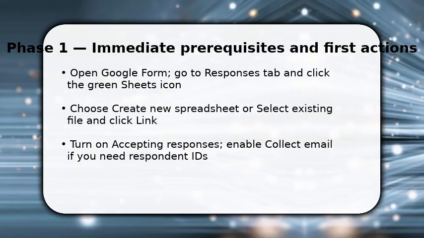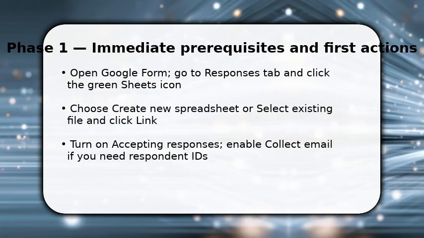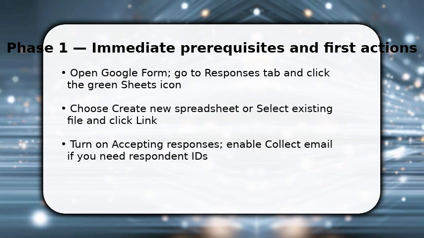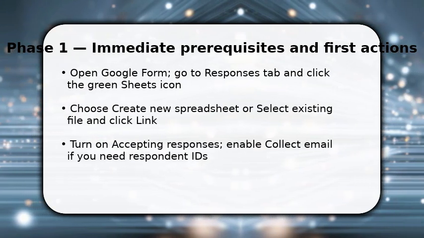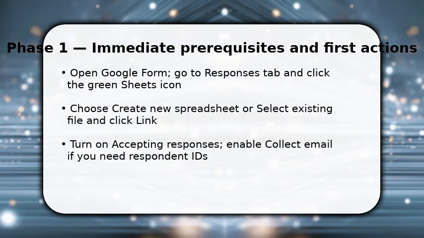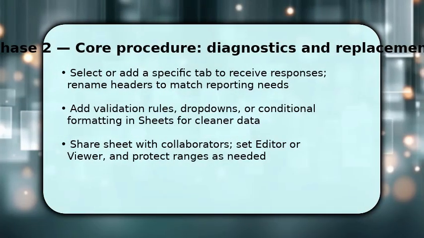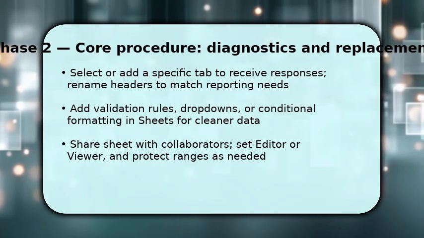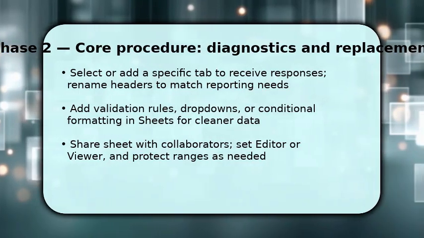Once done, open the linked sheet to confirm a timestamp column appears. That timestamp proves the live connection between form and sheet. Now tailor the sheet for usable data. If you link to an existing file, create or select a dedicated tab and rename headers so they match your workflow. This prevents misalignment when new rows arrive.